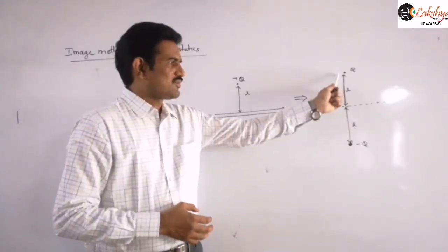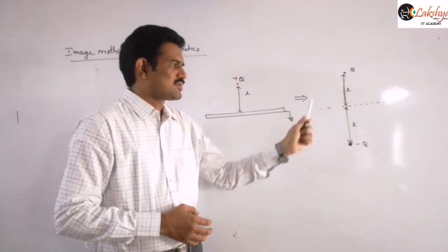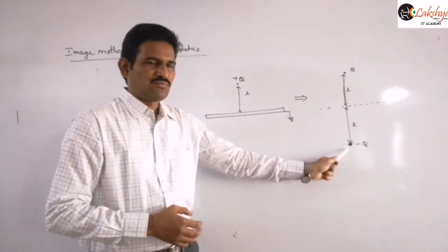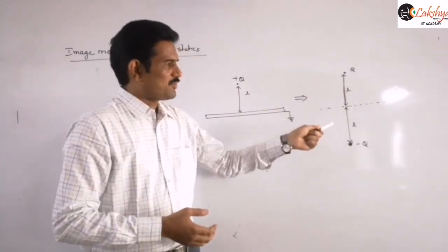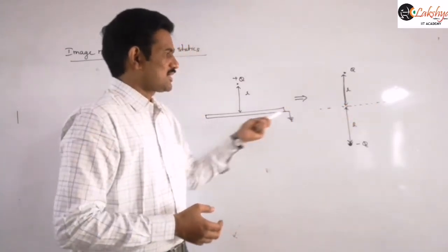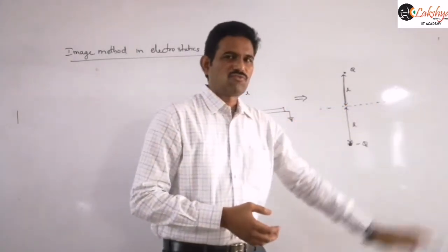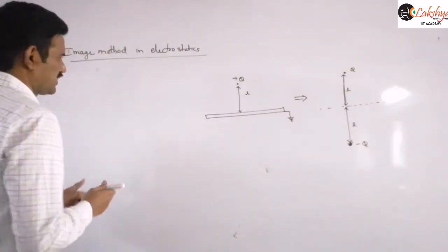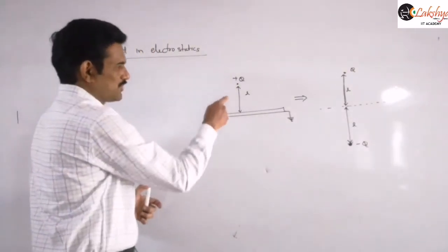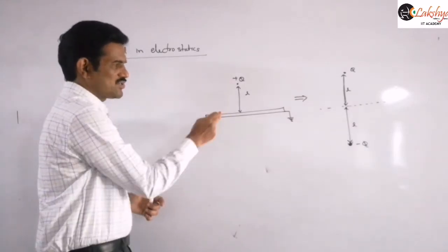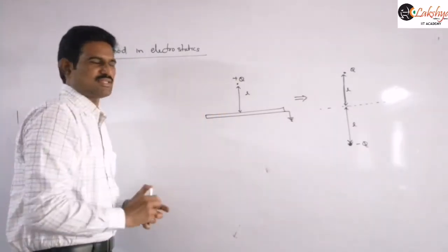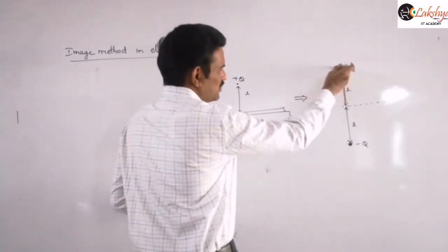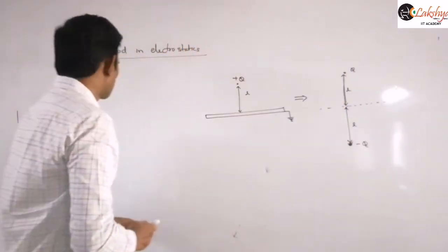So that means this is a given configuration of the charge we need to consider, and its image, minus q, at the same distance L from the plane. And now we replace this conducting plate with this equipotential surface. And so now the force acting on this point charge due to the conducting plane is exactly the same as the force acting on this point charge due to this minus q here.